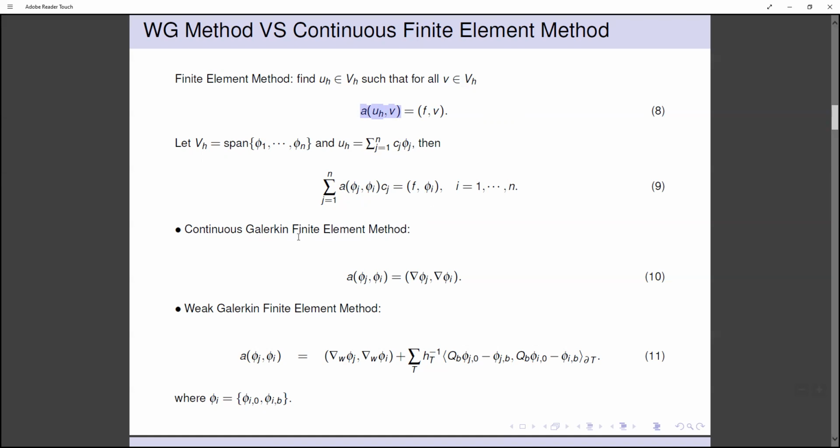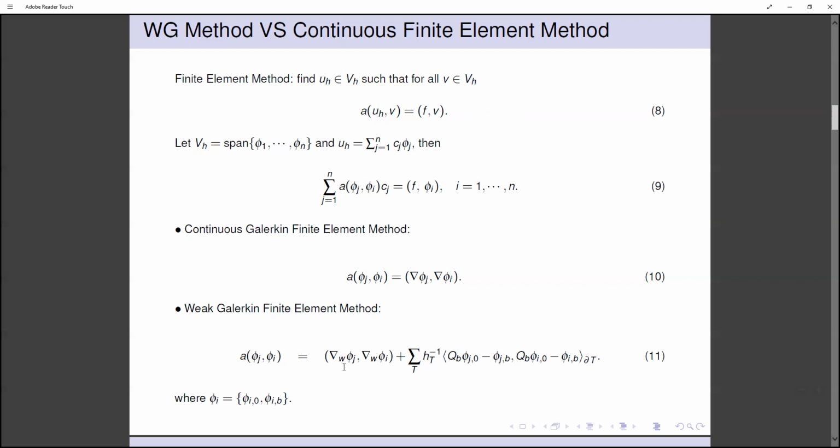For the continuous finite element method, the VH here includes piecewise continuous polynomials. Then the bilinear form A can simply take the gradient of phi j and gradient of phi i. However, when your basis function phi j is not continuous, then we cannot do equation 10. So that's why we have the WG method. For the WG method, VH is defined on the previous page. Then our bilinear form A is defined here.